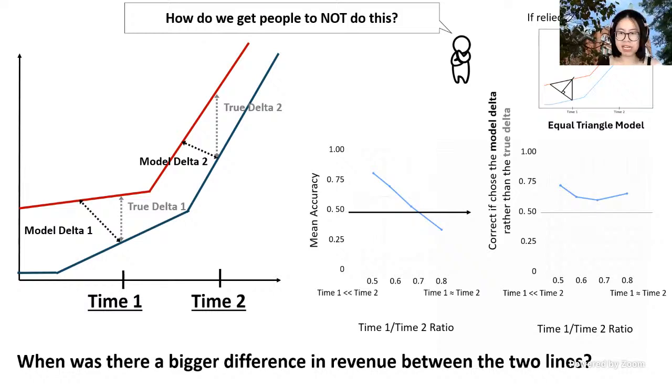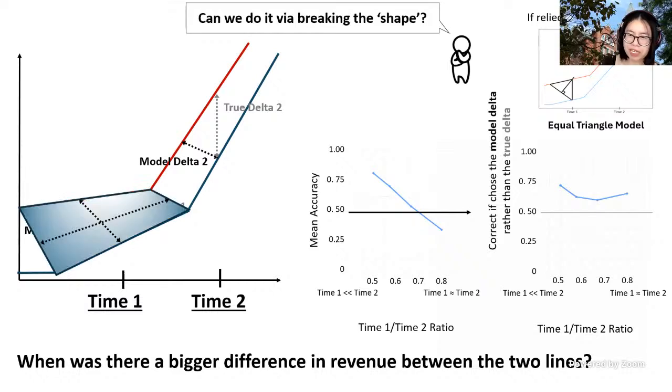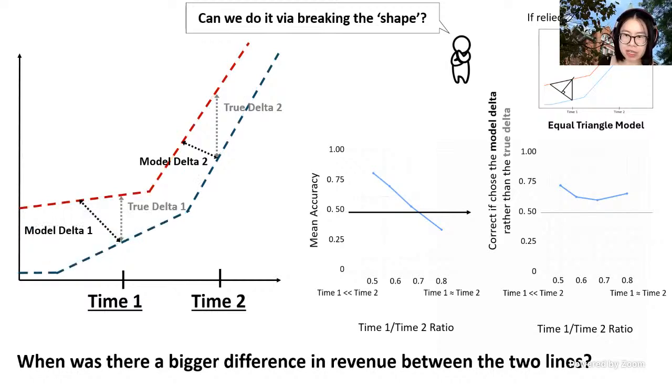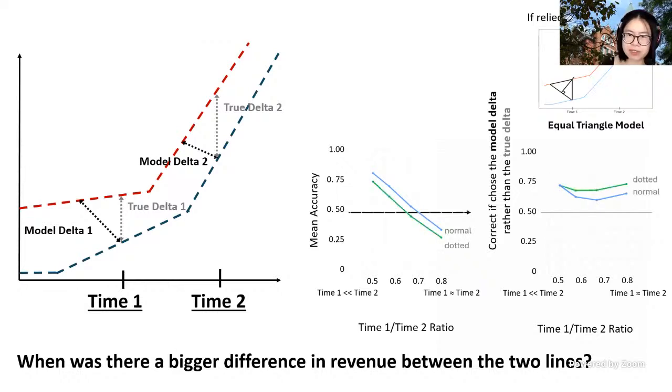And I want to end the talk with how do we get people to not do this, right? We tried a few things. So first, we wondered if we can break this shape perception by breaking the line segments. So instead of having solid lines, we swapped them with dotted lines. And here are the results. So it looks like this manipulation has only made accuracy worse, and people are even more so relying on the shape heuristics to complete this task.